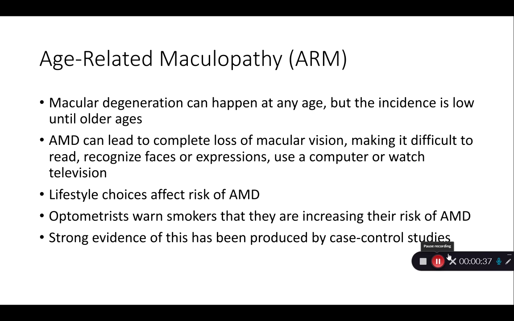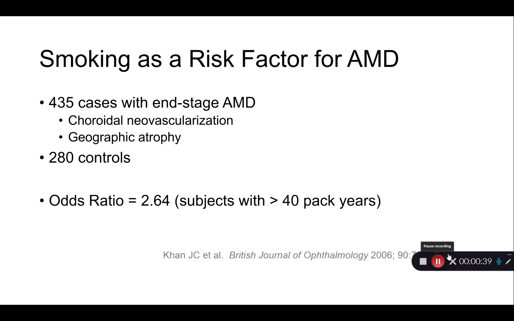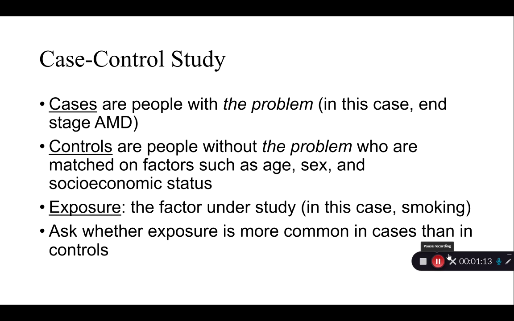Strong evidence of this has been produced by case control studies. Smoking is a risk factor for AMD. In one study, 435 cases with end-stage AMD, that means choroidal neovascularization and geographic atrophy, which means complete death, essentially, of the retina in those locations, and 280 controls created an odds ratio of 2.64 for subjects who smoke greater than 40 packs a year. One way to think of that is you have a risk of about 2.5 times normal if you smoke greater than 40 packs per year, is another way to interpret an odds ratio. Odds ratios are also the same thing as relative risks.